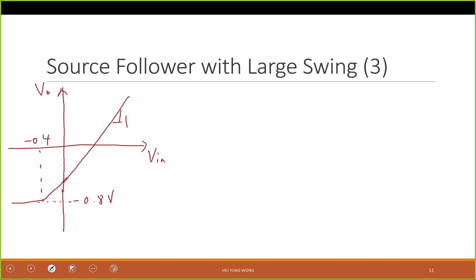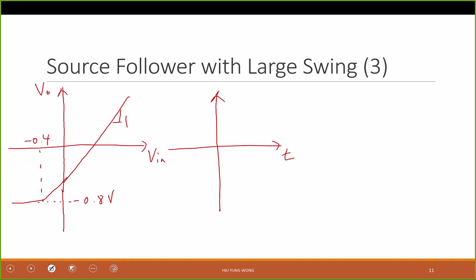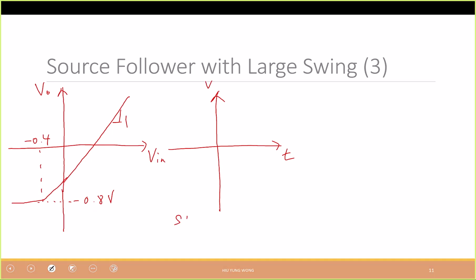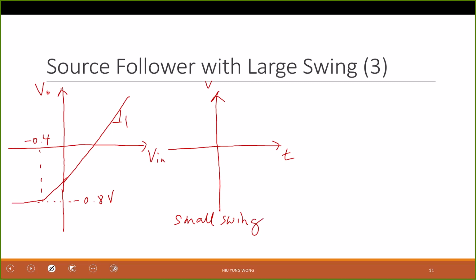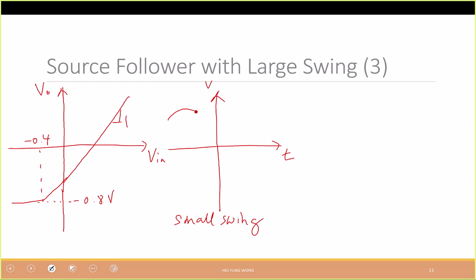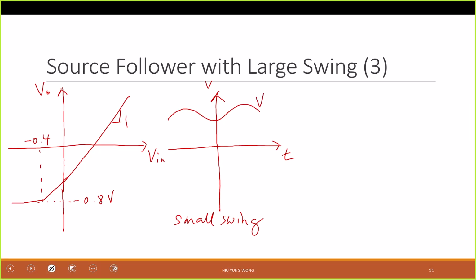What happens if I have a small signal coming in? I assume this is a small swing. I don't call it a small signal, sorry, it should be a small swing. It's still a large signal. I have this signal coming in, so what is the output? This is V in. What will the output look like?